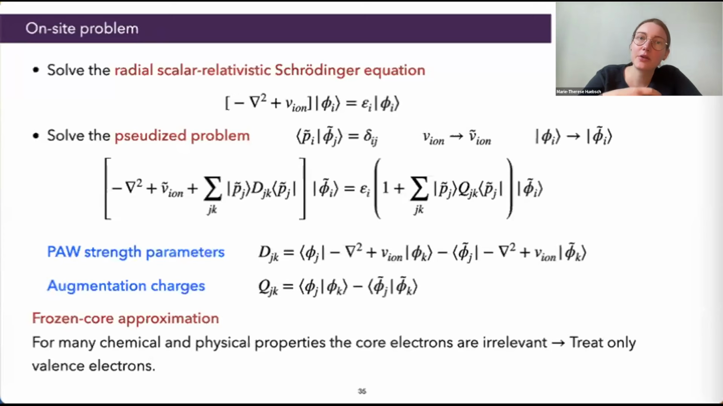So valence electrons are really the electrons that are treated in the electronic minimization, although they might actually be somewhat far away from the Fermi energy. It can be inferred from the so-called POTCAR file which electrons are treated as valence and which as core. So let's have a look at this POTCAR file.